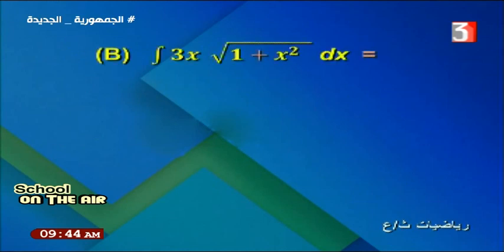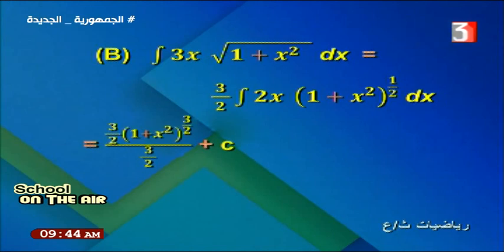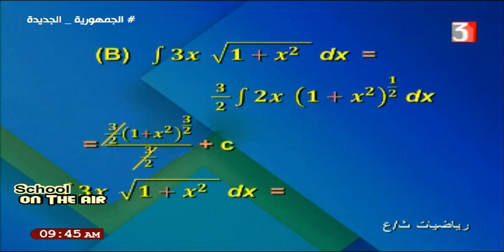B. Integration of 3x multiplied by root of 1 plus x power 2 dx equals 3 over 2 integration of 2x times 1 plus x power 2 all power half dx. Now we have the bracket 1 plus x power 2 and the derivative of the bracket, which equals 2x, and the integration of a product of two functions. Then 3 over 2 multiplied by 1 plus x power 2 all power half plus 1, which equals 3 over 2, divided by 3 over 2, plus the constant c. Then the integration of 3x multiplied by root 1 plus x power 2 dx equals 1 plus x power 2 all power 3 over 2 plus c.